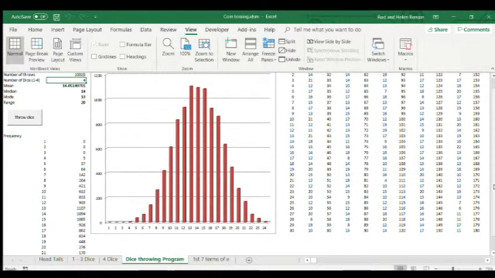13, we had 1,107, 14, 1,094, and 15, 1,085. And the reason why is because to get these numbers, there are many more ways of generating the numbers 13, 14, and 15 than there are of generating the lower or higher numbers. And so we get this very, very clear pattern forming, with the mean, interestingly enough, being 14.05. In fact, I'll just do it again and let's just see how much that mean varies. Ready? Here we go again. We'll just do it a second time.